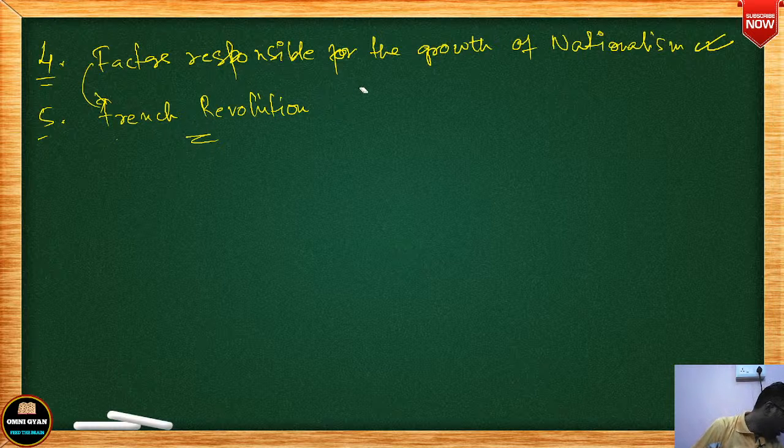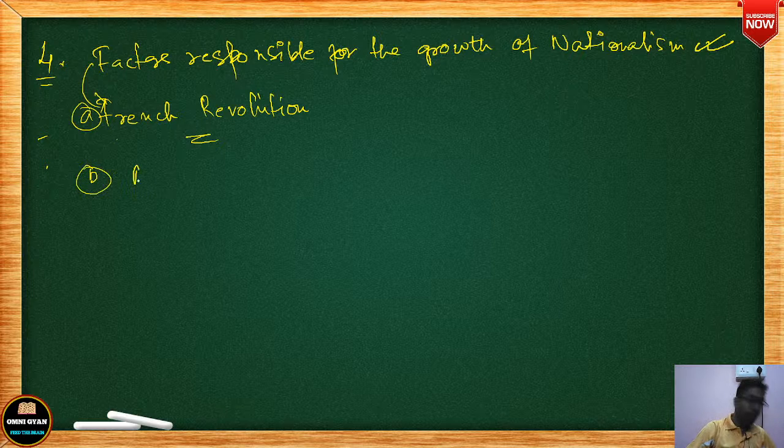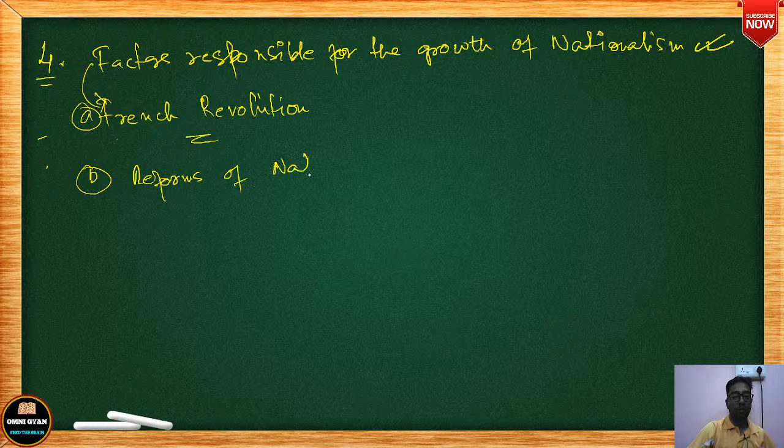I'll give you one more thing. Just hold on a second. Okay. Come to page number 4. You have reforms of Napoleon. Actually, I won't give it 5. Let this be 4A, 4B. This is the reforms of Napoleon. This is point number 2.